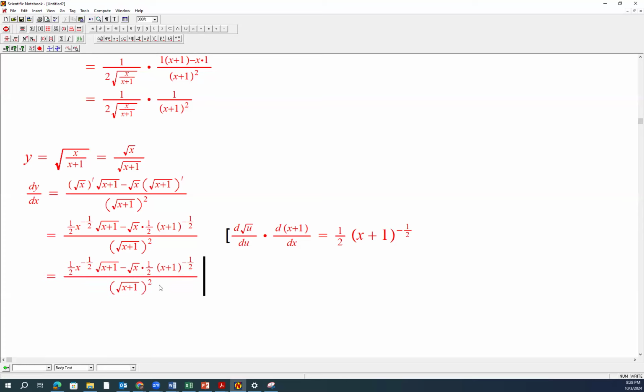How do we simplify this? You use powers, right? We can factor it out. This piece is x raised to the power of half, and this is x to the power half. This is x to the power negative half. And there's a half here, right?